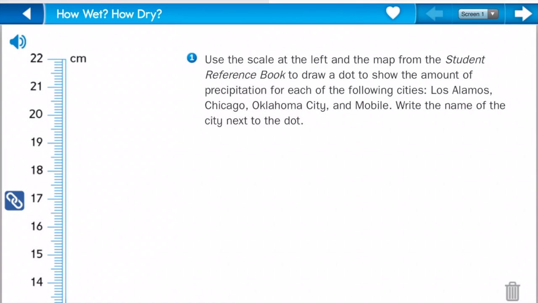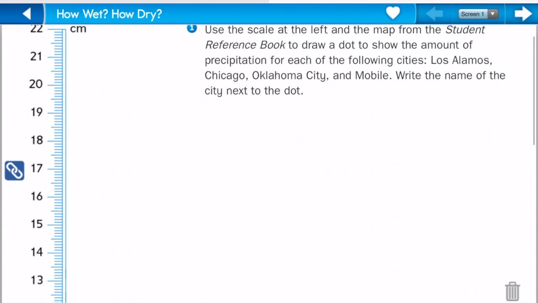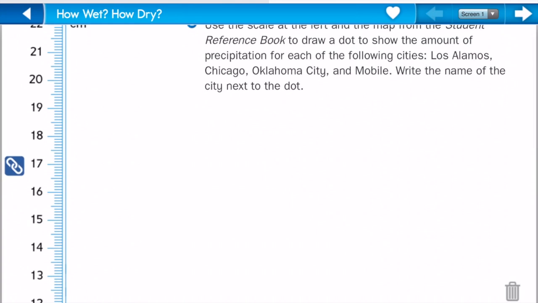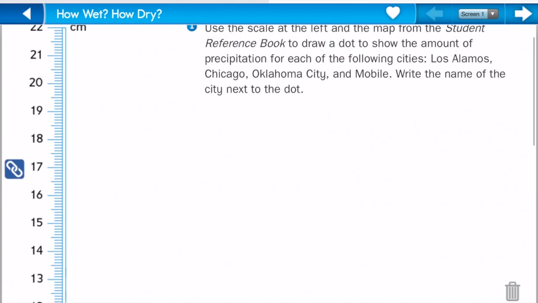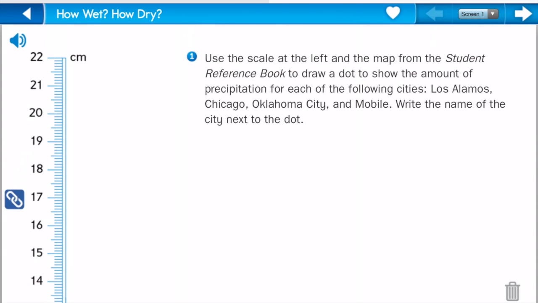Good morning. Today we're going to be doing lesson 312. We are going to use the scale at the left in the map from the student reference book to draw a dot to show the amount of precipitation for each of the following cities: Los Angeles, Chicago, Oklahoma City, and Mobile. Write the name of the city next to the dot.